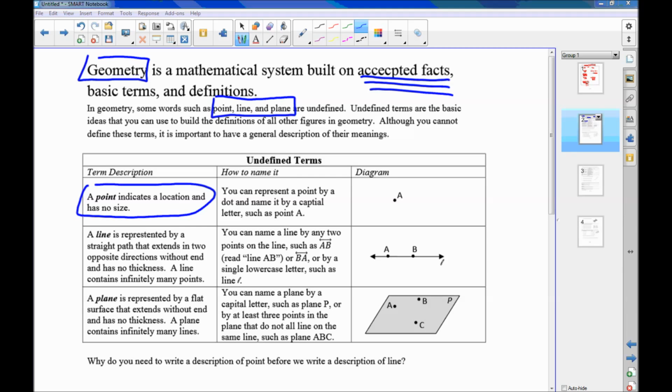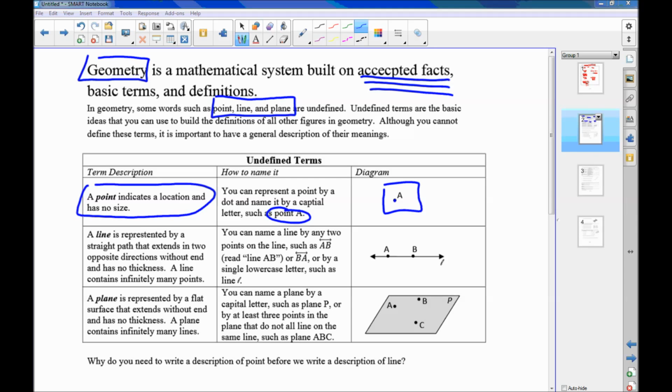You can represent a point by a dot. Remember, this is just a representation. This dot here has width and it has length. It's this little circle I'm drawing on the board, and you can name it with a capital letter such as A. So this is how we look at points in a diagram. We call it point A, like this, or if we want to write it in words, we say point A.